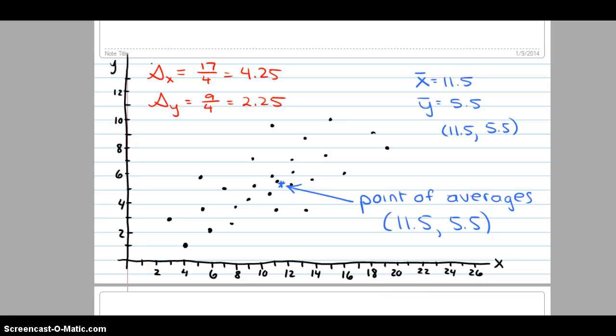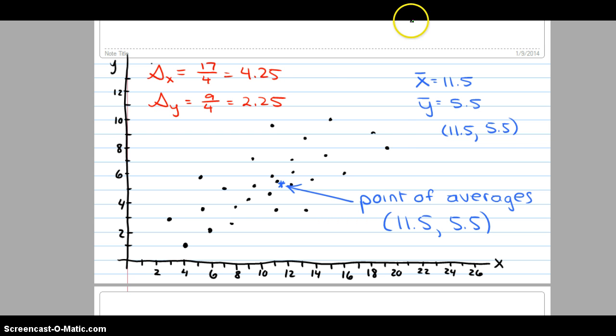Welcome back. So we've found the good estimates for x bar, y bar, standard deviation of x, standard deviation of y. We've plotted our point of averages. Now let's look at modeling an equation. If we have this scatter plot and I have an x value of 16.9 and I'd like to predict y, what would I decide to predict y as?